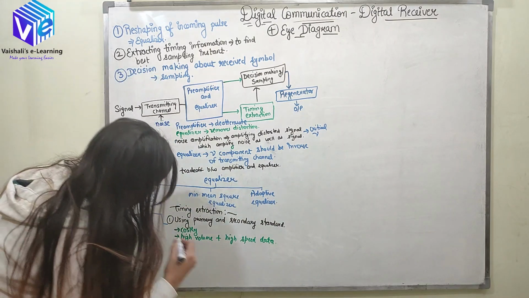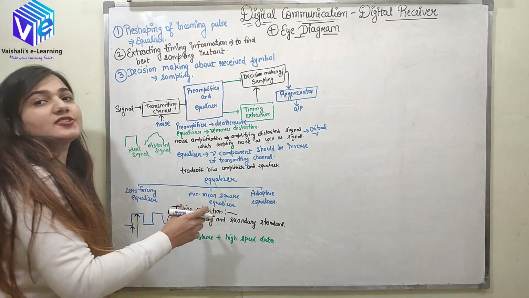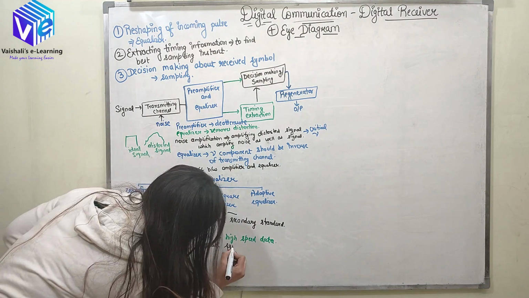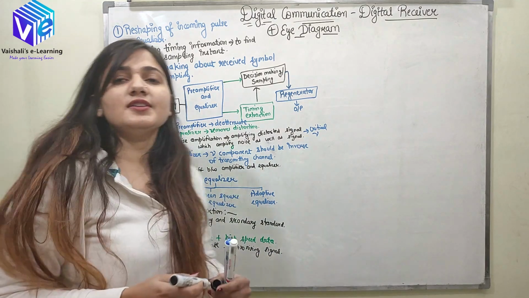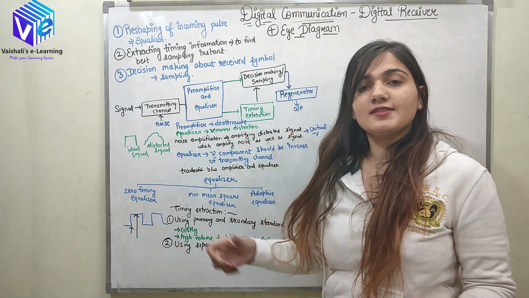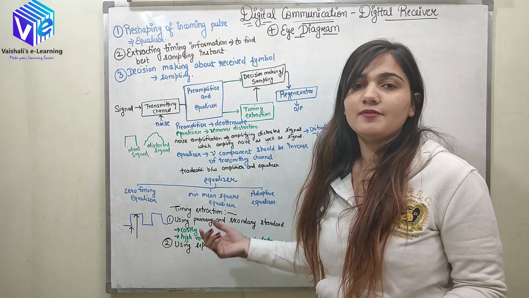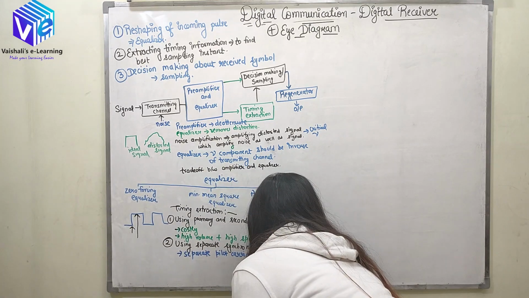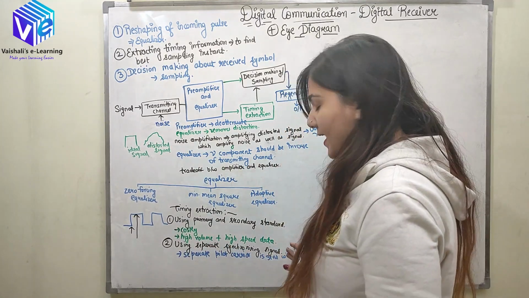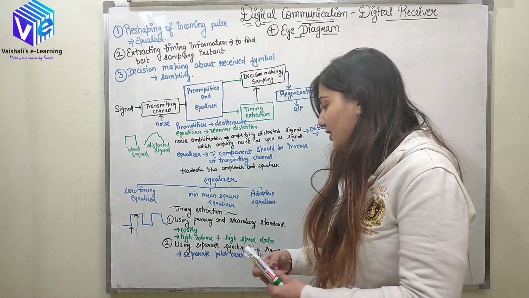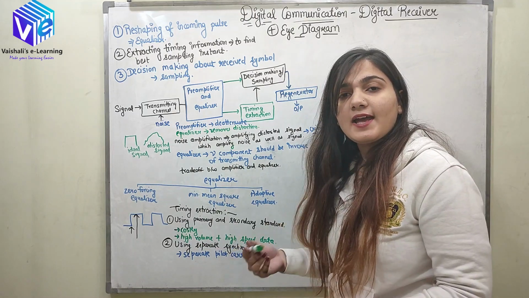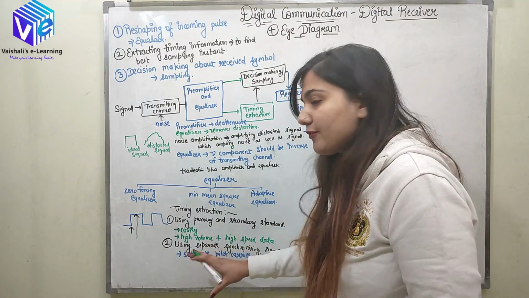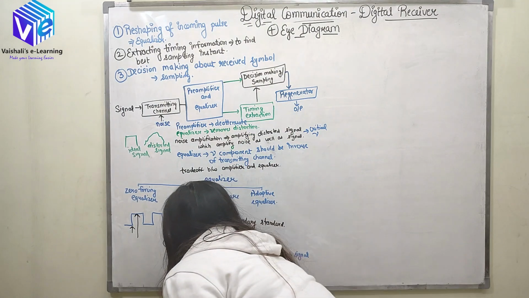After that, I have timing extraction using separate synchronizing signal. In this type of timing extraction, we send a separate pilot carrier with the original signal. Because the separate pilot carrier is also sent, we have the bandwidth which is high. So it requires high bandwidth and high power.